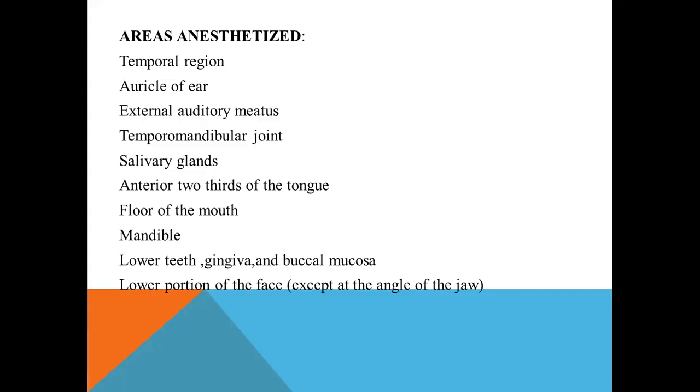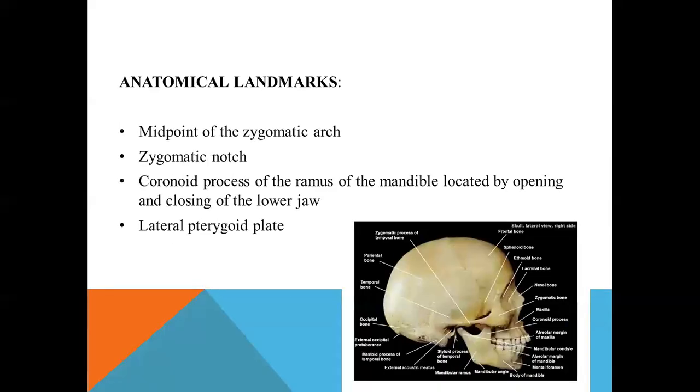the ear, external auditory meatus, temporomandibular joint, salivary glands, anterior two-third of tongue, floor of mouth, mandible, lower teeth, gingiva, and the buccal mucosa, and the lower portion of the face, except at the angle of jaw. What are the anatomical landmarks for the extraoral technique, which include the midpoint of the zygomatic arch?